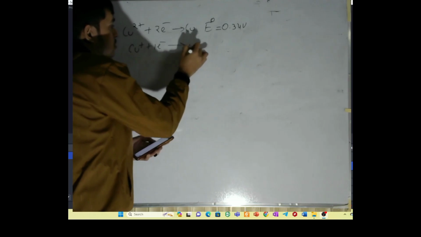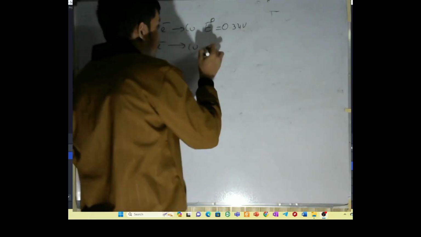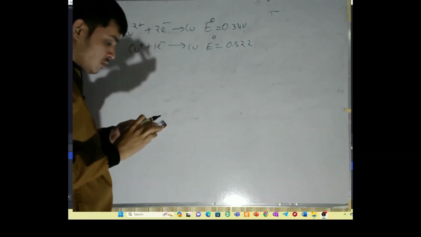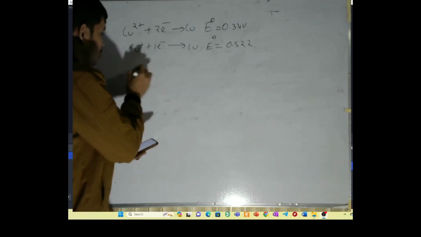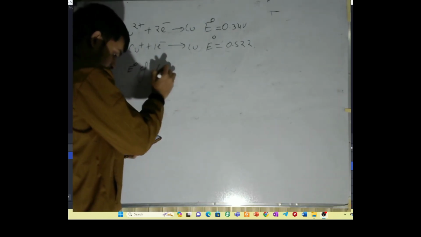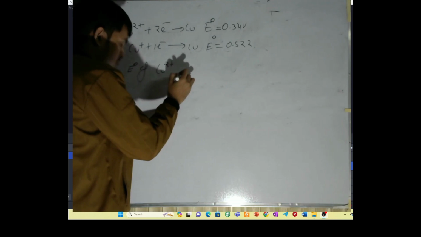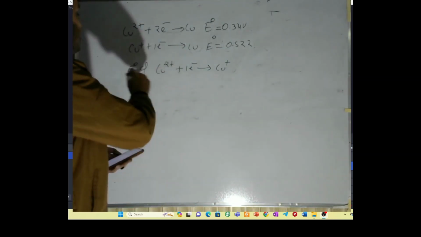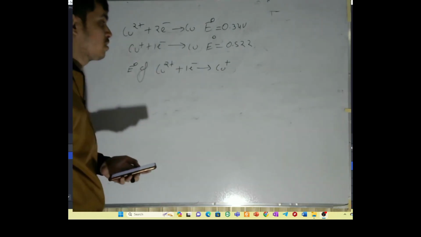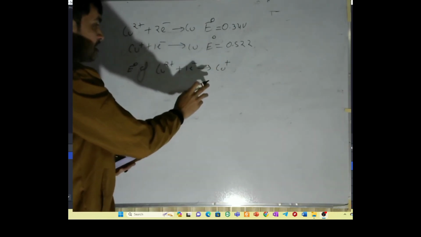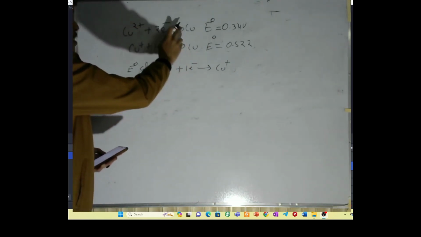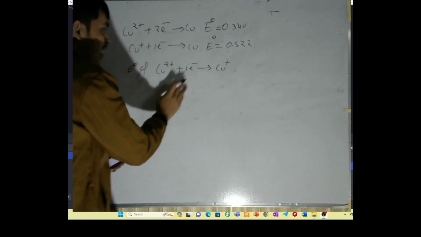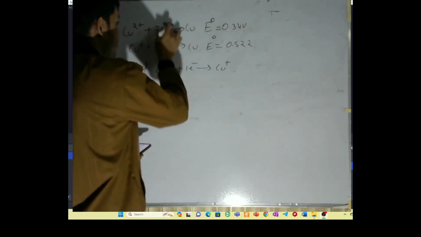Cu+ plus 1 electron giving Cu. This reaction has electrode potential 0.522 volt. In this question it is asking that we have to calculate the electrode potential of this reaction, that is Cu2+ plus 1 electron, that gives Cu+. So to calculate the electrode potential of this reaction, first try to generate this reaction with the help of the reactions given in the question.